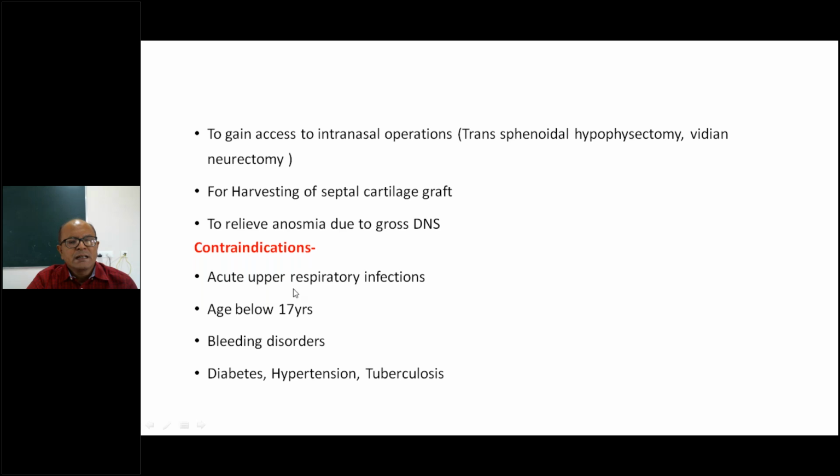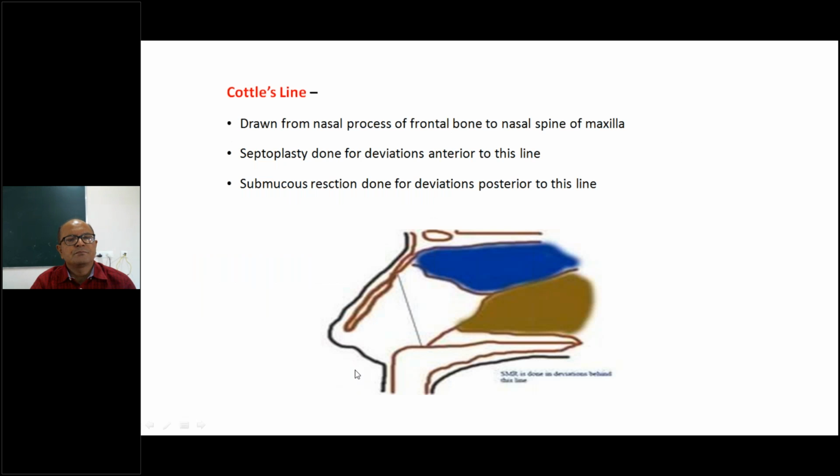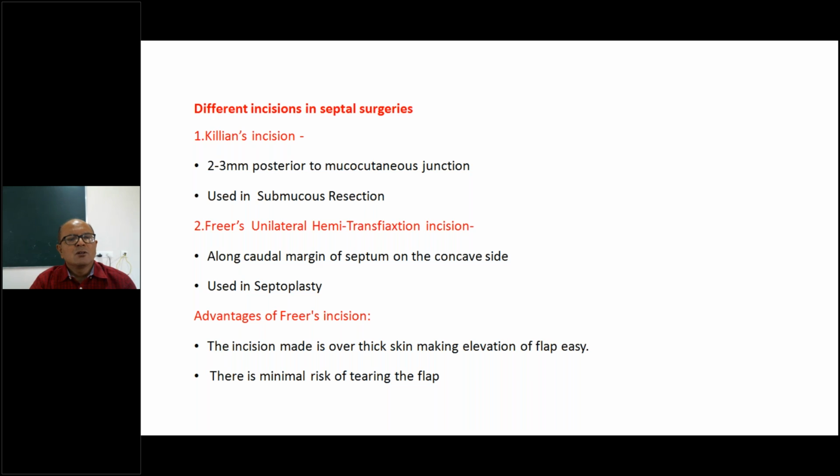Contraindications: acute upper respiratory tract infection, age below 17 years. Bleeding disorder and diabetes are common for both. So I have already told you about the incision. The advantage of using a Freer's incision is that the incision is made over thick skin, making elevation of the flap easy and with minimal risk of tearing the flap.